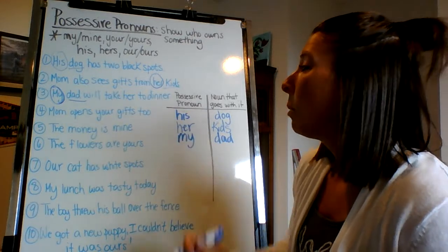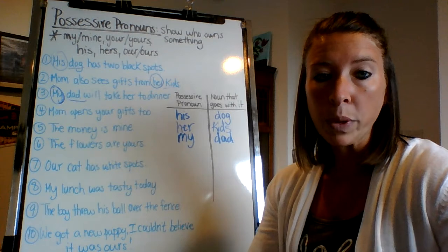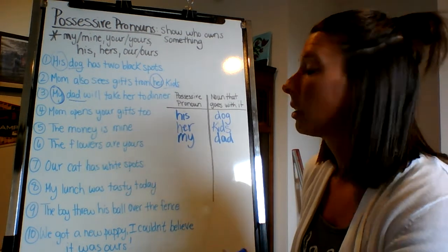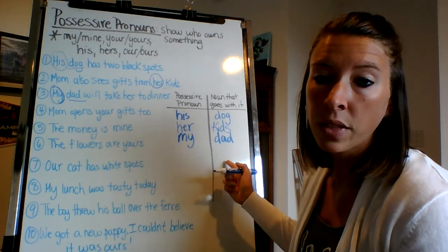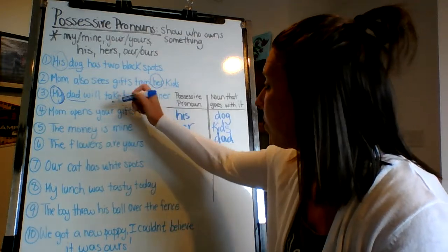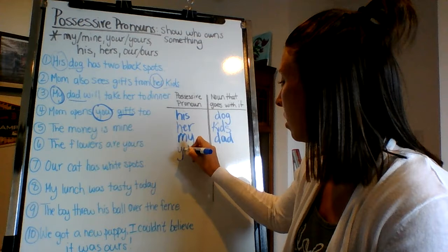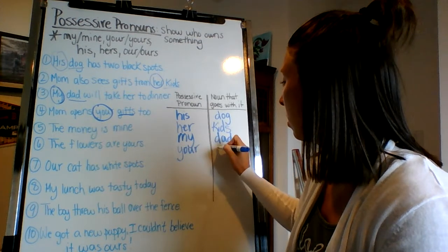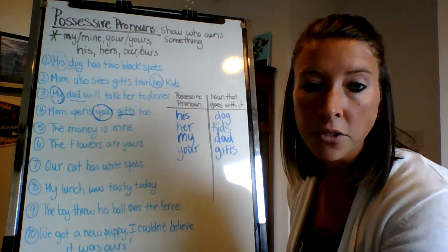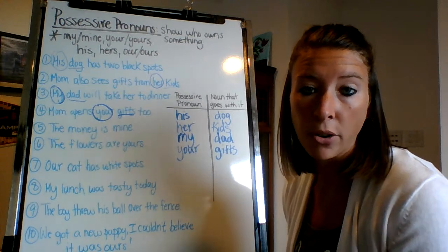Sentence 4. Mom opens your gifts too. Find the possessive pronoun and then the noun that goes with it. What belongs to them? All right, did you write down your and gifts? Your gifts. Like I said, it's sometimes easy to find the noun because it's usually right next to the possessive pronoun.